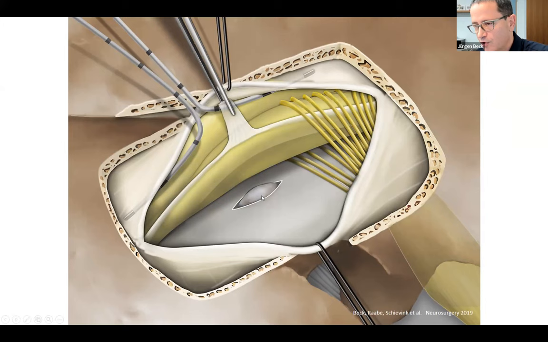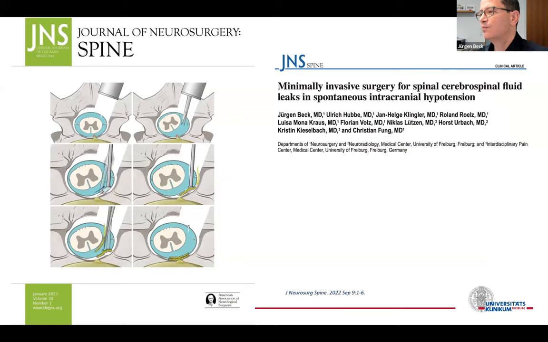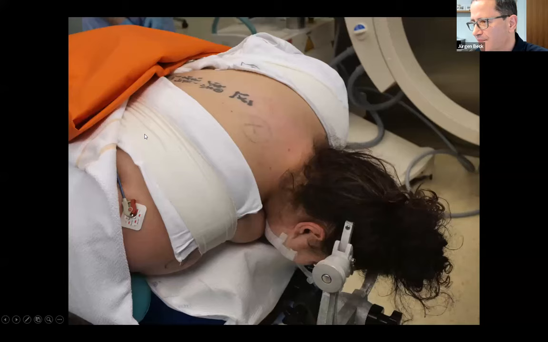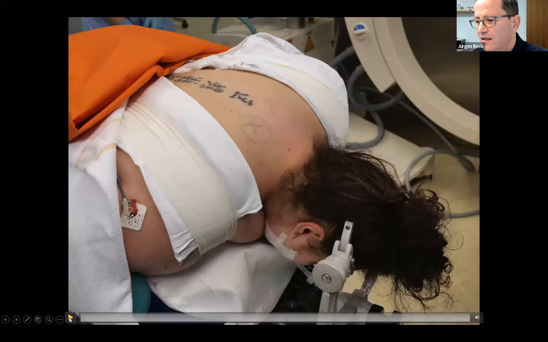These days, we have switched to a more minimally invasive approach, so we use only a 1 inch or 2.5 centimeter skin incision, and insert a 20 millimeter tubular retractor, adjust the fenestration, and only make a tiny little hole in the lamina. And to show you how this looks, here is a short surgical video.